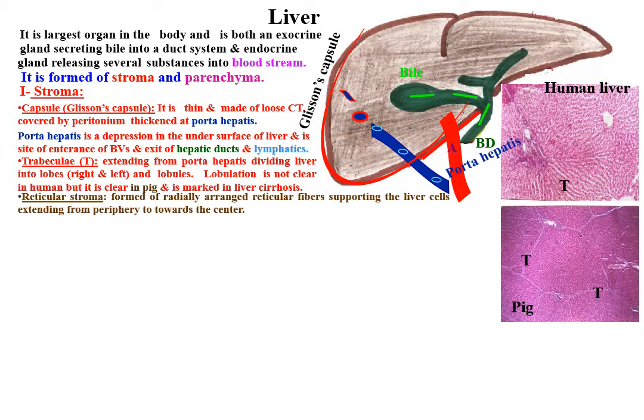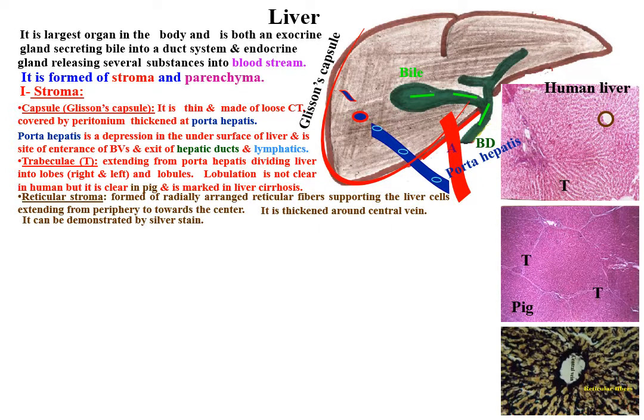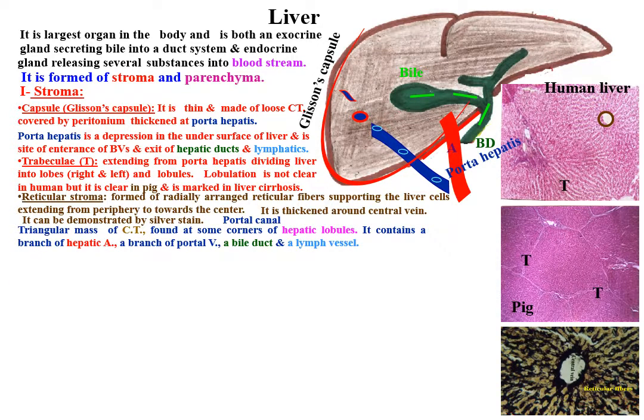A reticular stroma is formed of radially arranged reticular fibers supporting the liver cells, extending from the periphery towards the center. It is thickened around the central vein and can be demonstrated by silver stain. Portal canal is a triangular mass of connective tissue found at some corners of hepatic lobules, not all. It contains a branch of hepatic artery, a branch of portal vein, a bile duct, and a lymph vessel.